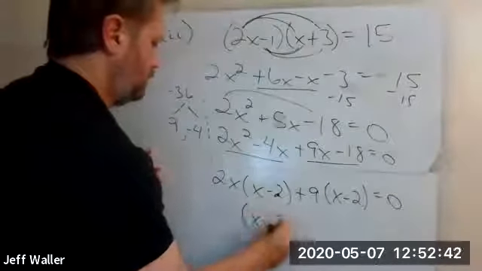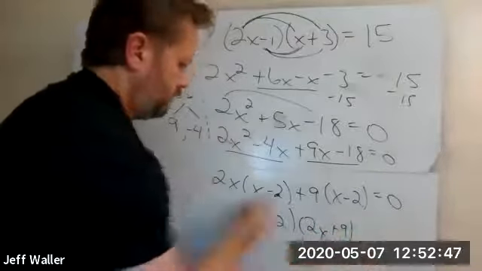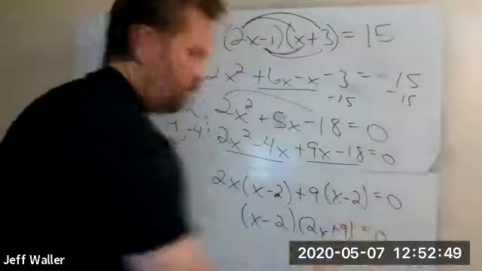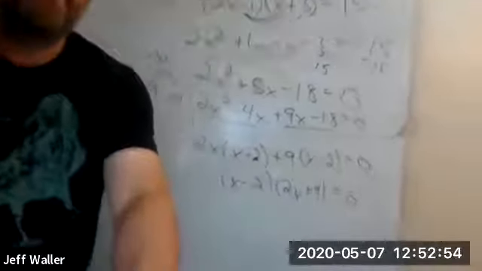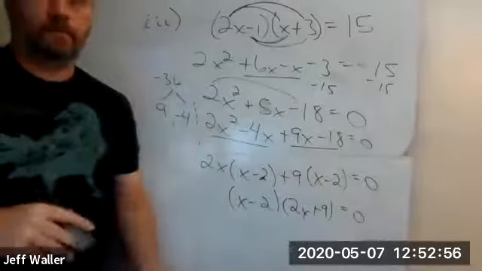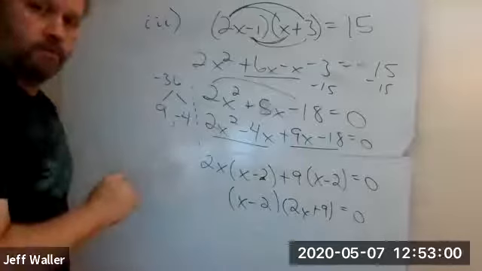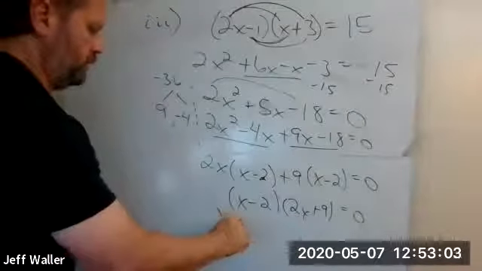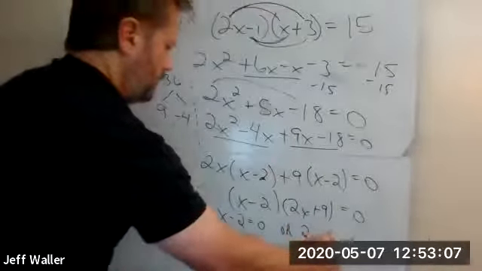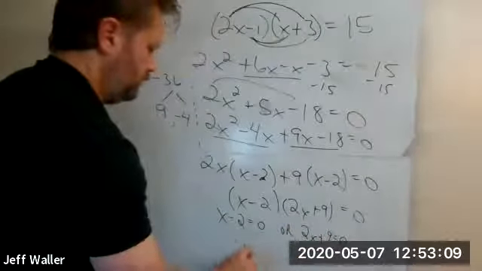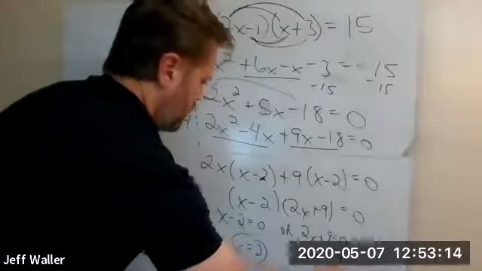And then something else people do is they will forget to bring the equal 0. So they'll think they're done here, but it equals 0. So you're not done. You have to actually get the answers. Right, so x minus 2 is 0, or 2x plus 9 is 0. So x is 2, or x is negative 9 halves, if you solve that.